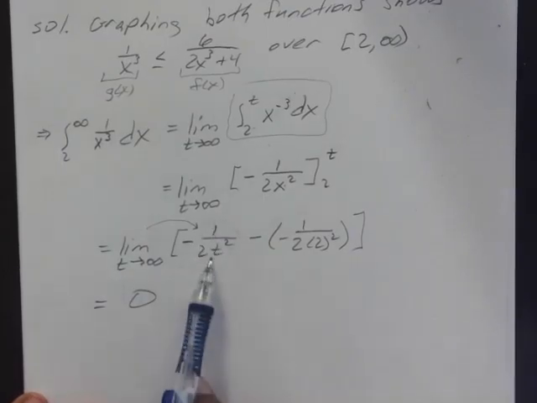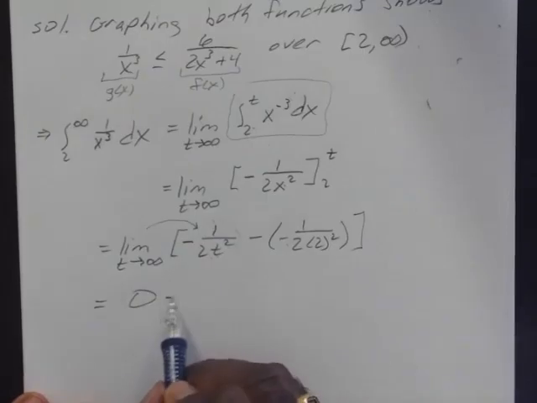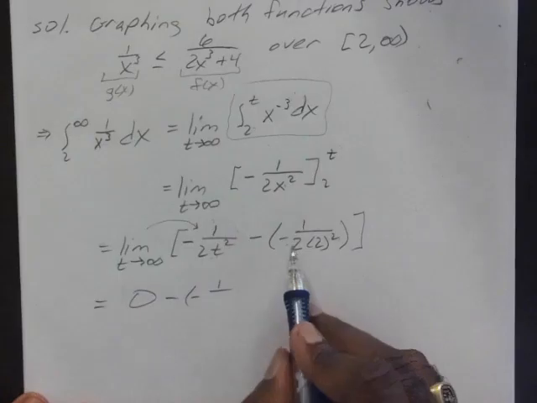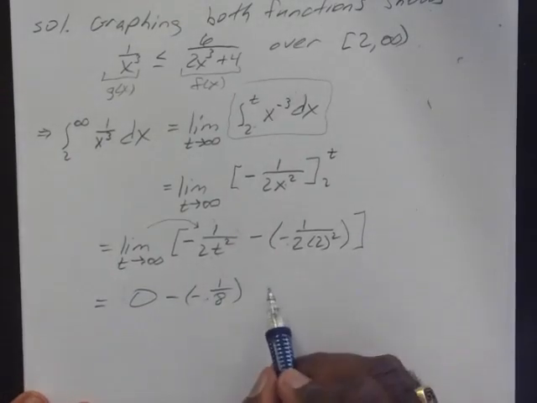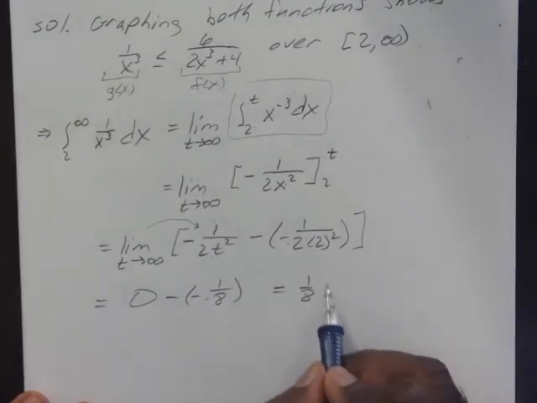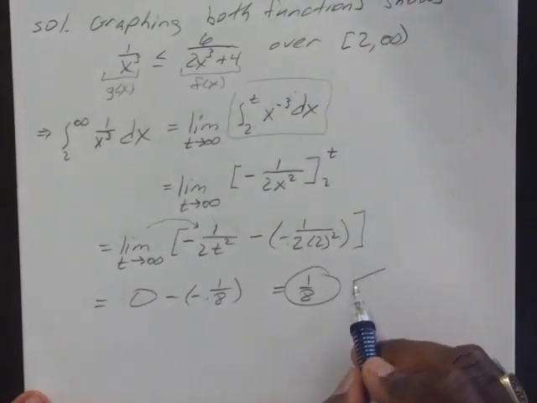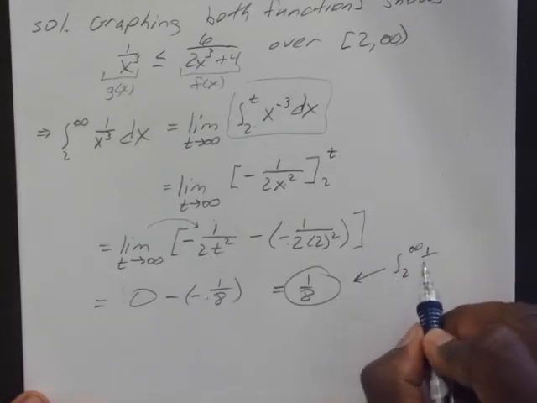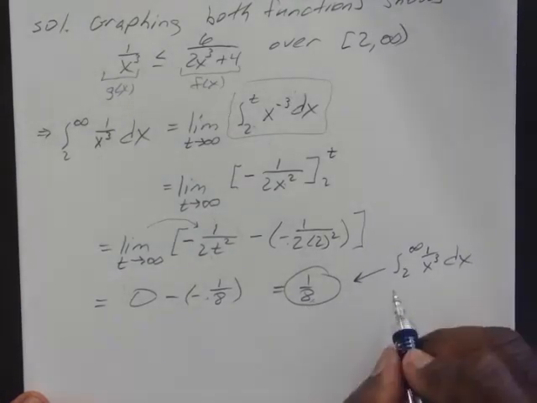Whenever you have a constant divided by a number getting bigger and bigger, it goes to 0. Minus negative, that just becomes minus negative 1 over 2 squared, which is 4, times 2 is 8. So that minus negative is just plus. So that's just 1 over 8. So this lets us know that the integral from 2 to infinity of 1 over x to the third power with respect to x converges to that finite real number.